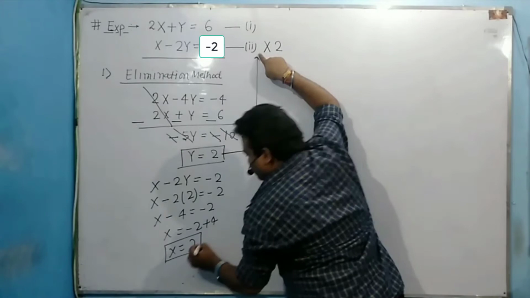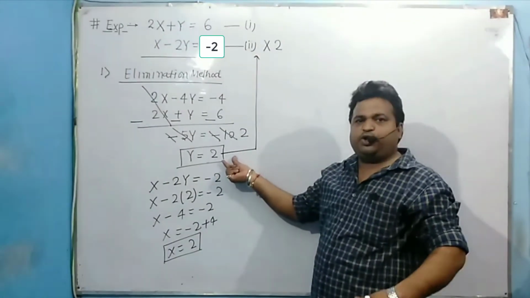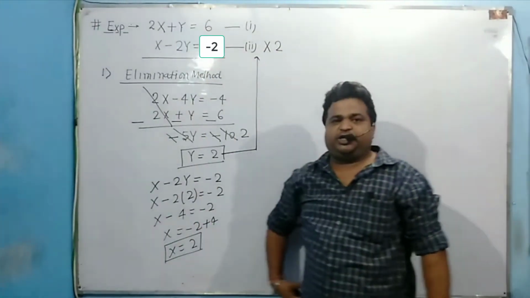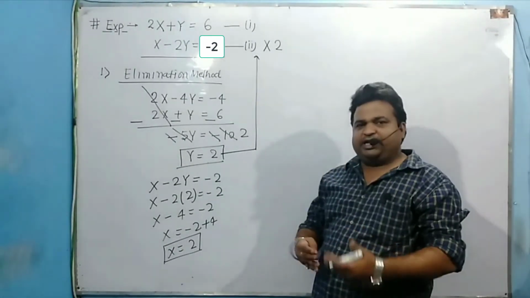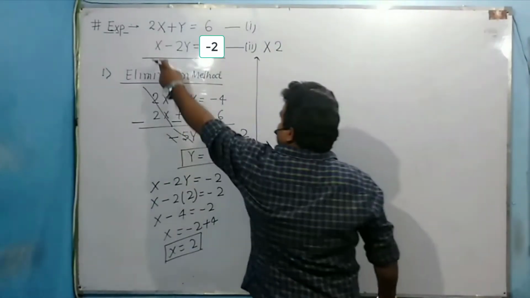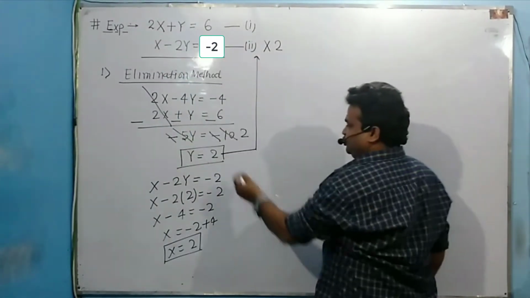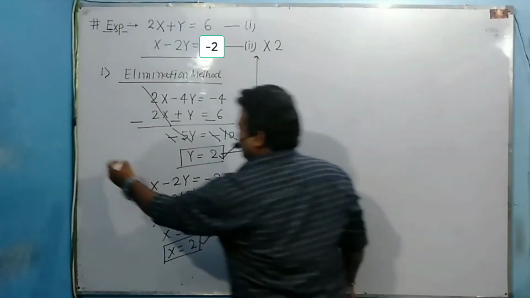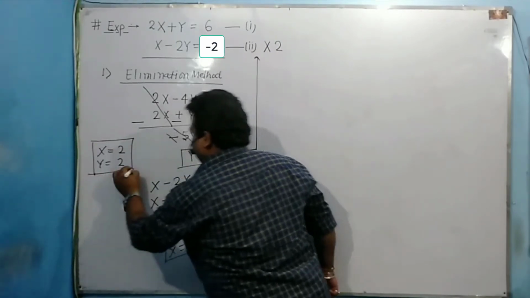Now in this case you have the solution x equal to 2, y equal to 2. How can you check whether my answer is correct or not? Put this value in any of the equations, you will get the left hand side value equal to the right hand side value, meaning equality of the equation. So if I put 2 over here, I will get 2 minus 4, which gives me minus 2. It means x equal to 2, y equal to 2 is my solution. So I am writing here my x value is 2, y value is 2 with the help of the elimination method.